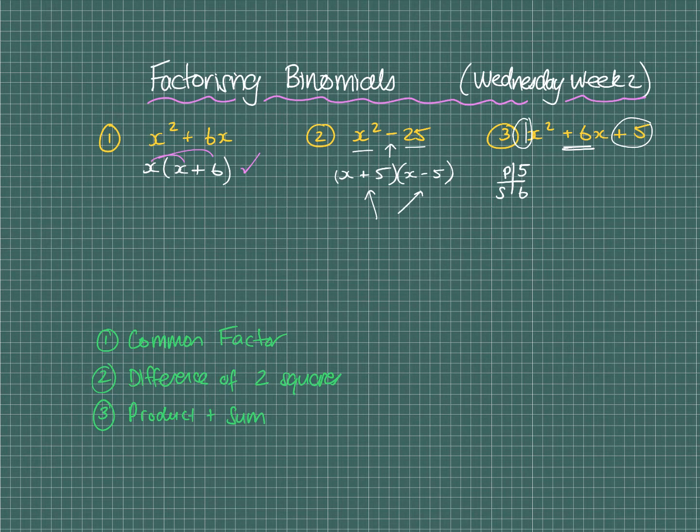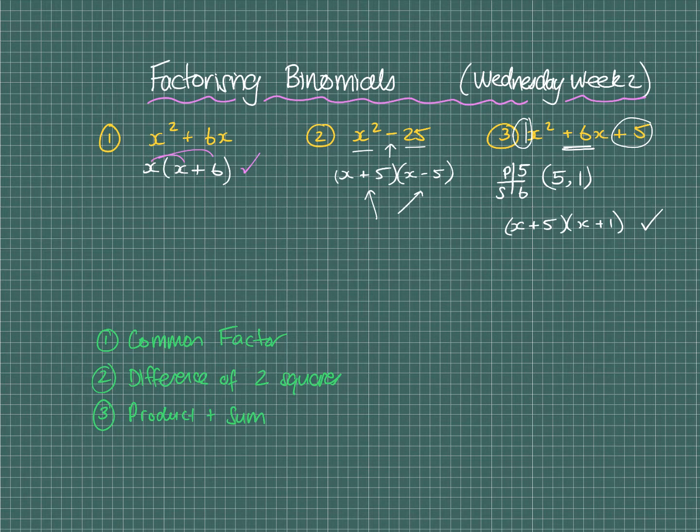So I always look for the product. The product to make 5 is 5 and 1. There's no other two combinations I can give. And then I look at my sum. 5 plus 1 makes 6. So it makes both of those terms. Now, because this is a monic, we can straight away just say x plus 5, brackets, x plus 1. I'm allowed to do that, and that gets me the right answer.